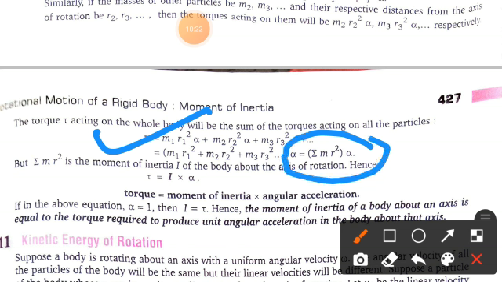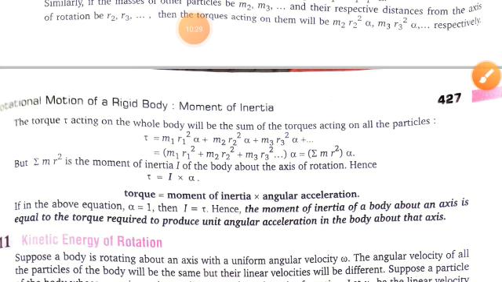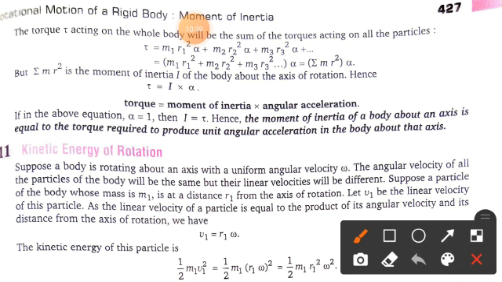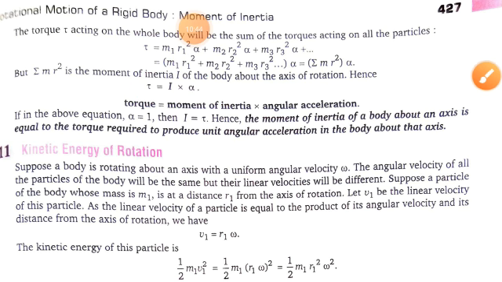So finally you can write the summation of m r square multiplied by alpha. Clear? But summation of m r square is the moment of inertia I of the body about the axis of rotation. So you can write it like this: tau is equal to I multiplied by alpha. That is, torque is equal to moment of inertia into its angular acceleration.